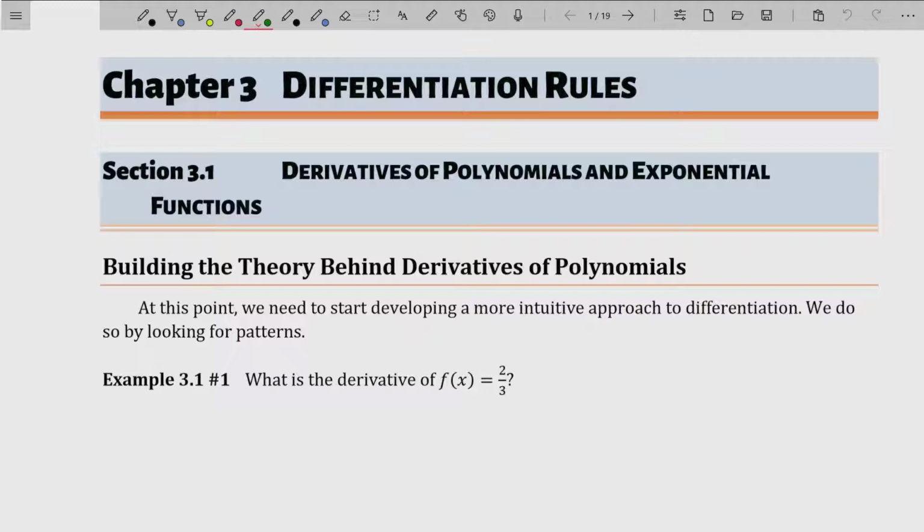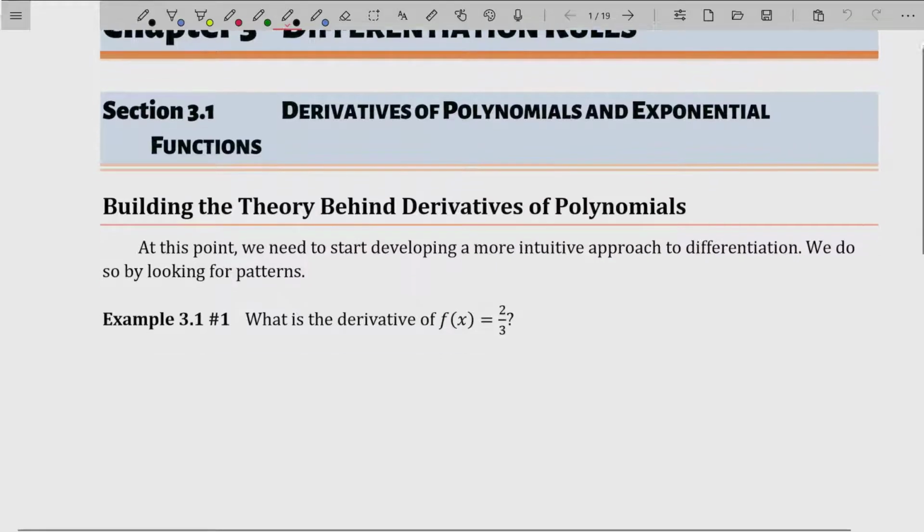The tricks are nice, don't get me wrong, but knowing the actual definition can help you with very theoretically challenging problems. That all being said, let's dive into this. We're going to focus on derivatives of polynomial functions and exponential functions for a few videos. In this one specifically, we're going to build the theory behind derivatives of polynomials. We're going to spend some time figuring out why the derivatives of polynomials are what they are. We'll prove some things, and then in the next video, we'll actually use those theorems that we end up proving here. So let's go ahead and start.